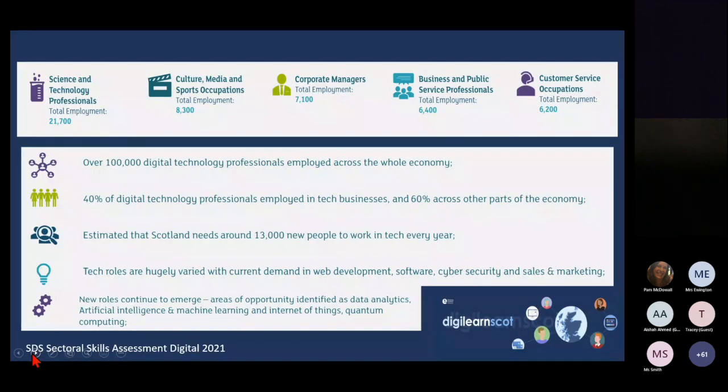So again, this is some really excellent research from Skills Development Scotland, looking at what the digital sector looks like. Really, really important for us all to know that. Again, emphasising those 100,000 digital technologies sectors and looking at those top employment occupations. So we're looking at data analytics, artificial intelligence. Some of you spoke about using Siri, Alexa. That's artificial intelligence. We're often using that on a daily basis without realising we're using artificial intelligence. Machine learning, algorithms, the Internet of Things, and quantum computing, how computers learn.